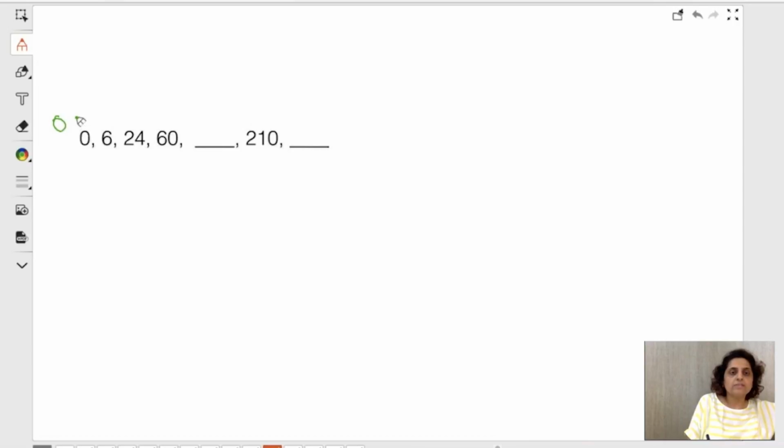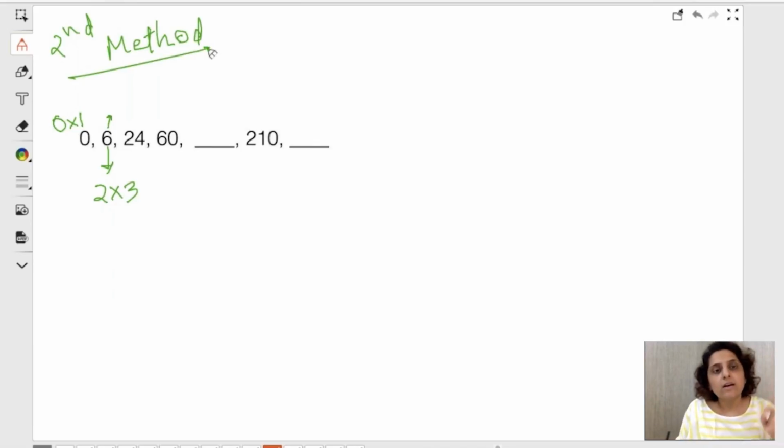What we can write here is 0 is nothing but 0 into 1. Factors of 6 is 2 into 3. This is the second method of solving the same sum. If we look at this number 0, 0 is nothing but 0 multiplied by 1. This number 6 is nothing but 2 multiplied by 3, or I can write it as 1 into 2 into 3.